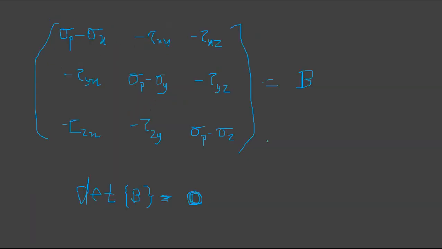So when you take the determinant from this matrix and equate it to 0, right? Equate it to 0, you will obtain a solution like this, right? That solution is, you can write this as sigma p cubed minus, let's say, I1 sigma p squared. So this sigma p is principal stress, right?